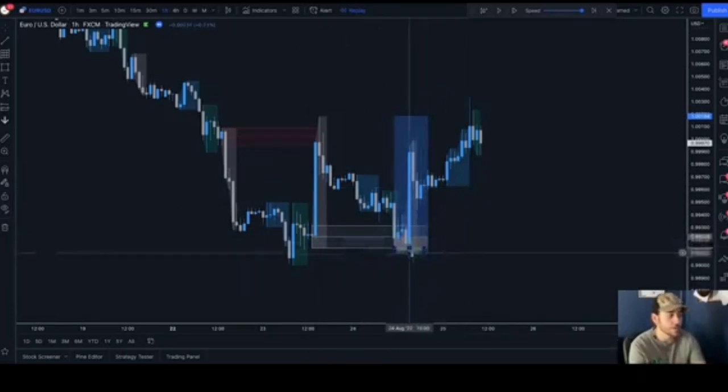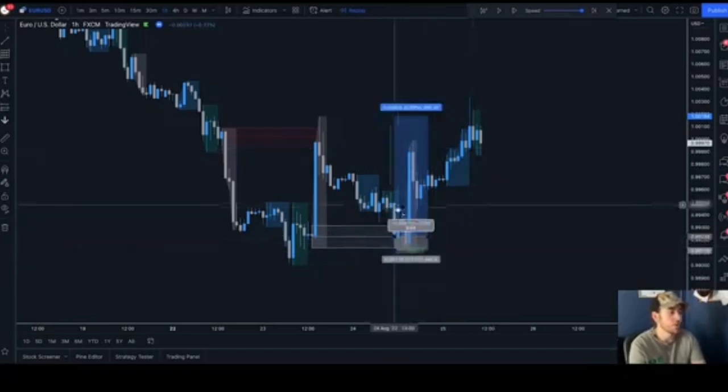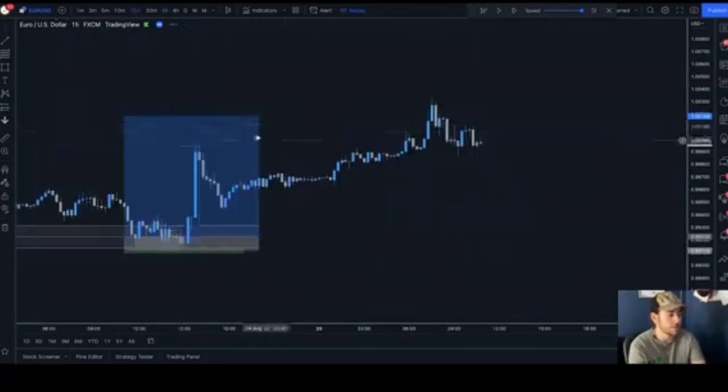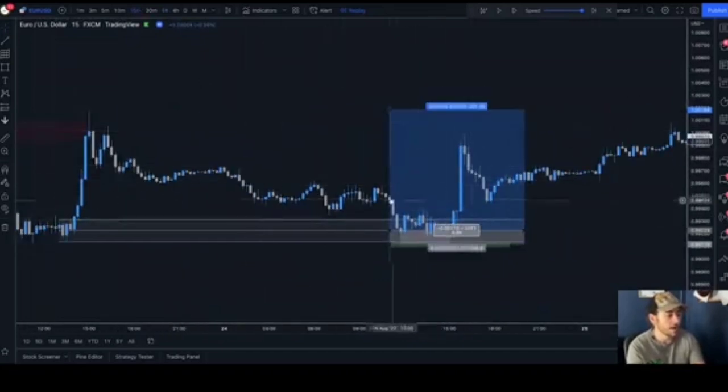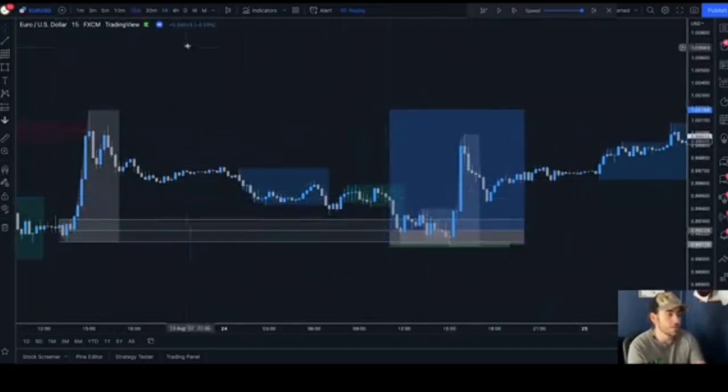Some people may say, okay, this supply has broken. We could look for continuation moves. Now, obviously, in this example, we wicked away very quickly. So if you were looking at the lower time frames, for example, the 15-minute, you may have seen the break below demand and considered, maybe we'll get some sells on.